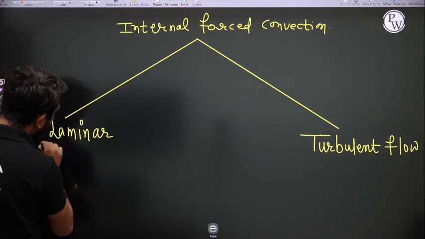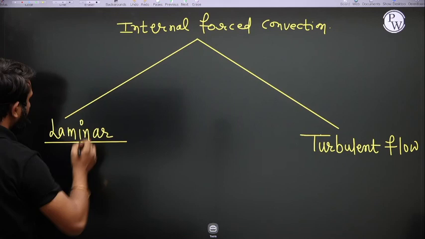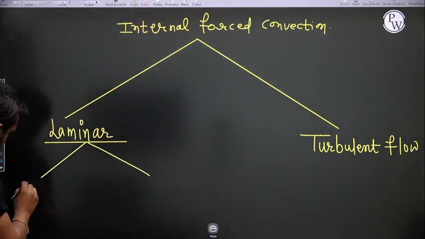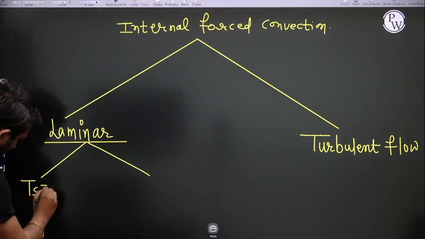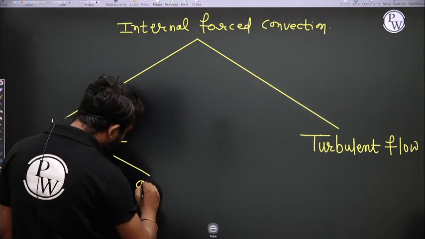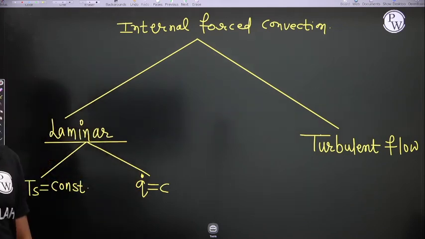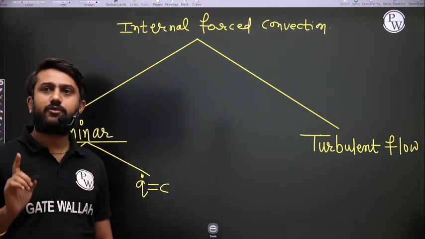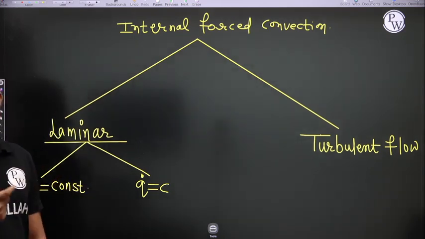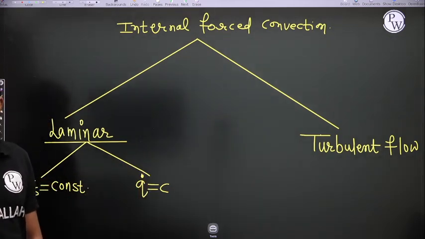If the flow is laminar, there are two cases. One is the constant wall temperature case, where Ts is constant, meaning Ts is not a function of x. The other is the constant heat flux case, where q dot is constant, like in external forced convection, meaning q dot is not a function of x.